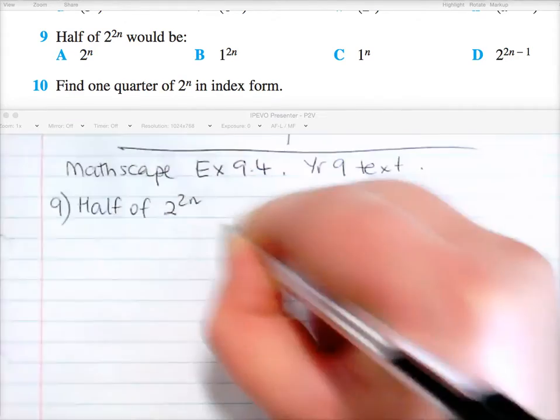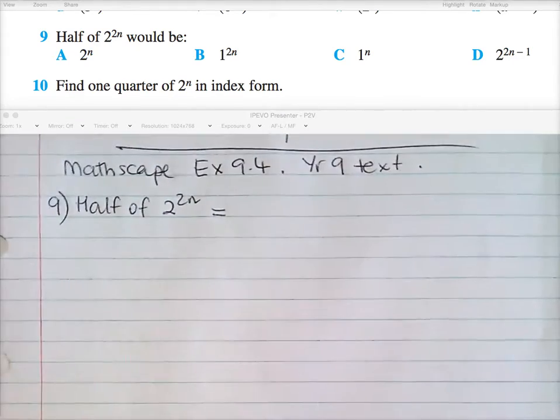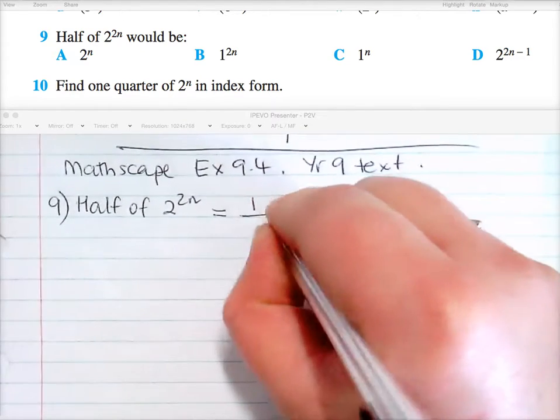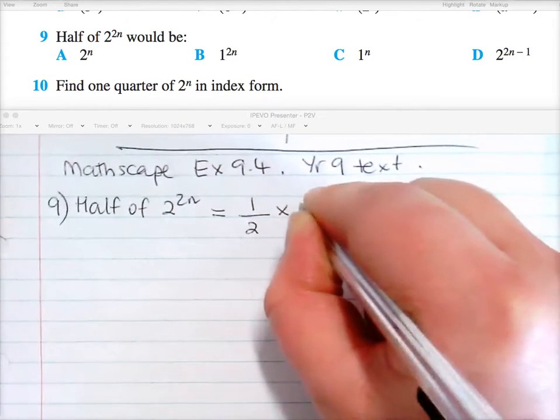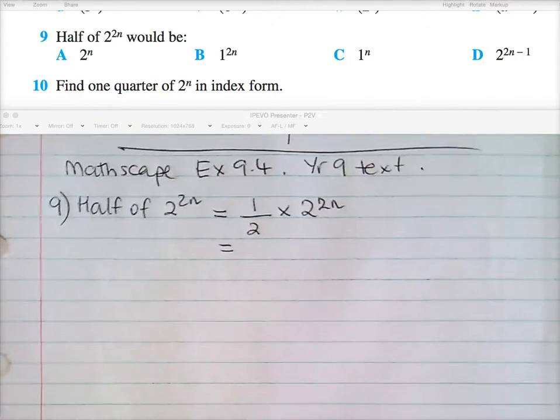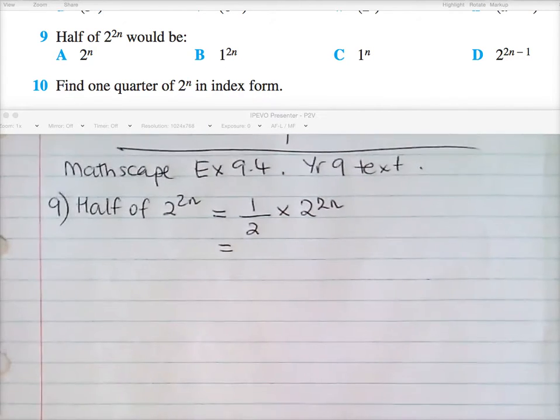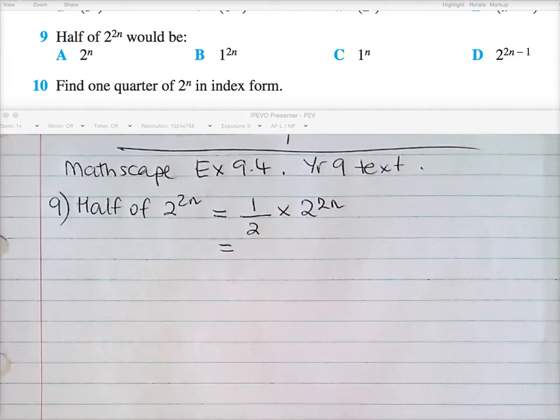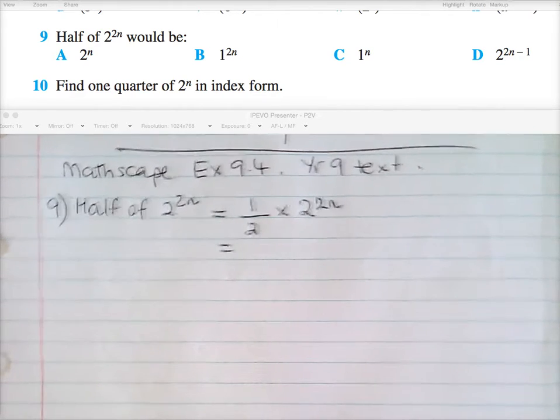This is question 9. Write it mathematically. How do you write a half? 1 over 2 times 2 to the power of 2n. You tell me what you think you can do with that half. You can. There's a couple of ways you can do this. You can write a half.